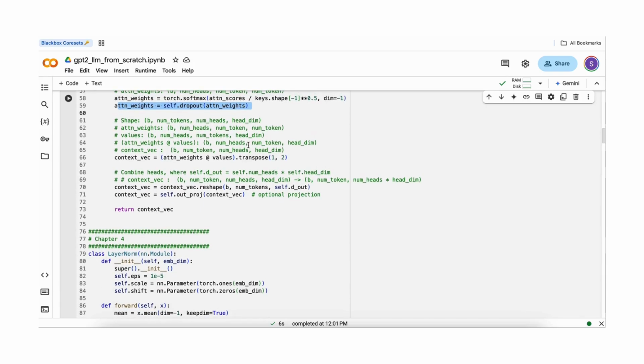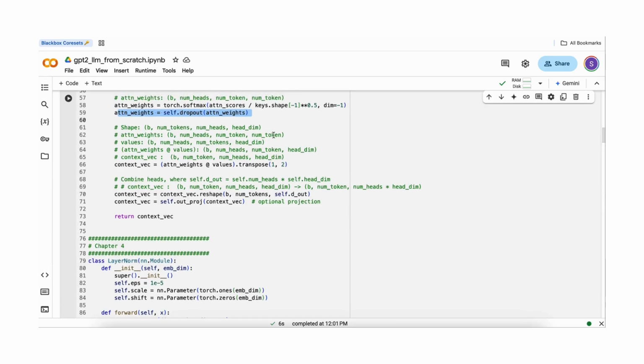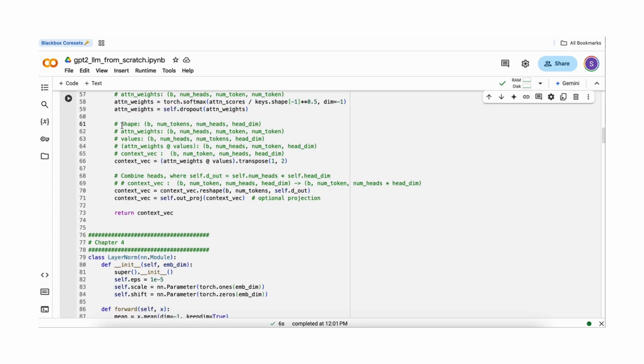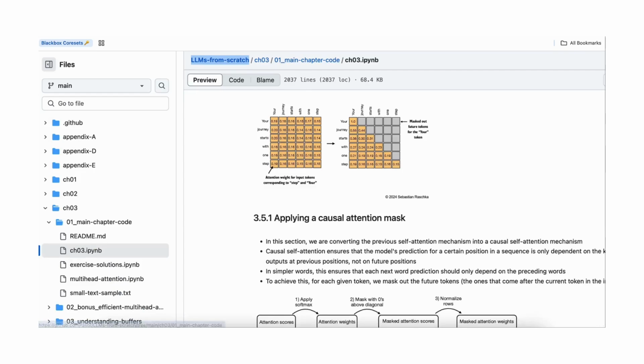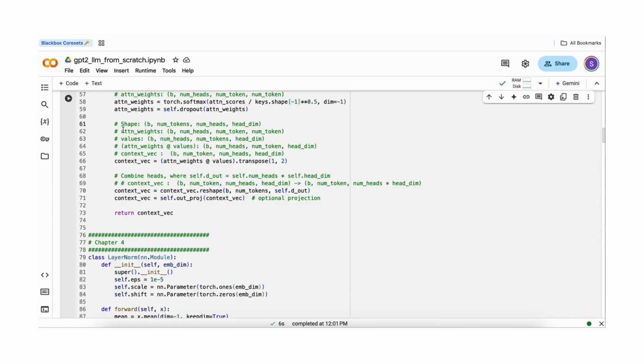Okay, so now we have to do some playing around with the shapes. Let's understand what is happening here. We've got these weights, and we want to multiply these weights with the values. So the attention weights have the shape of num heads, and let's ignore the first two, then num token by num token. And the values, ignoring the first two, have num tokens by head dim, right?